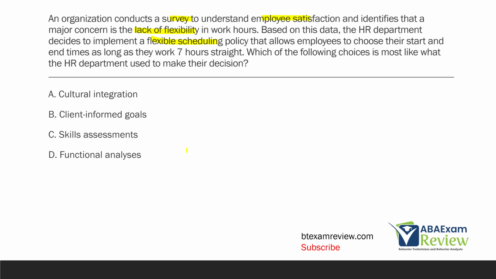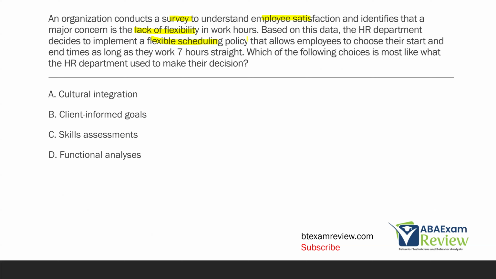Well, we know it's not a functional analysis, right? A functional analysis is when we're manipulating antecedents and consequences to discover the function of something. We're not really looking at functions here, and HR is not manipulating anything, right? This is still indirect data. What about skills assessment? Did HR go in and try to identify different skills? No. So really the only options here are cultural integration and client-informed goals.